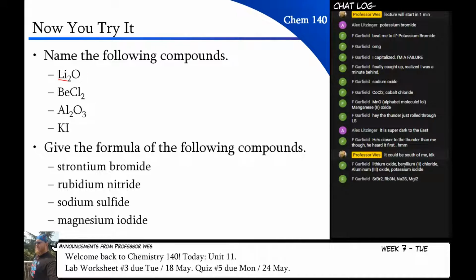All right, so we got lithium here. And then O is oxide. And then we got beryllium, chloride. And then aluminum, oxide.